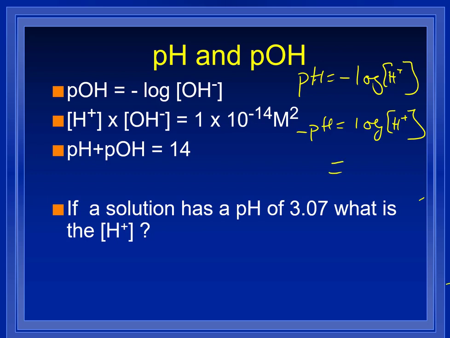So the H plus concentration is going to be 10 to the minus pH. That's going to work out every time. The OH minus concentration is going to be 10 to the minus pOH. The pH is the exponent because it's a logarithm, so it's got to be an exponent. Isn't that what logarithms are? So if that's the case, then I do 10 to the minus 3.07.